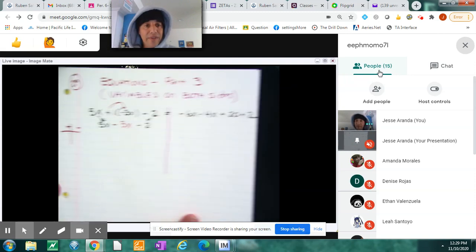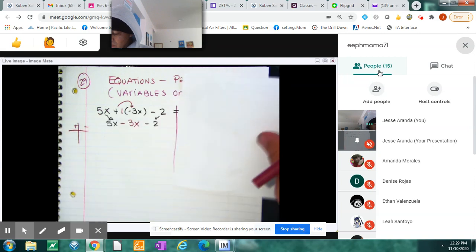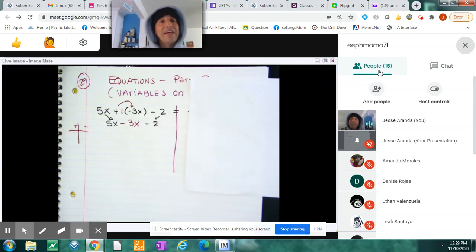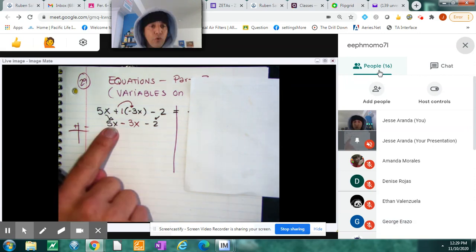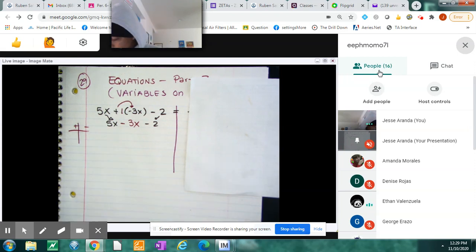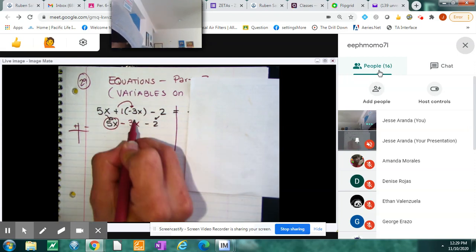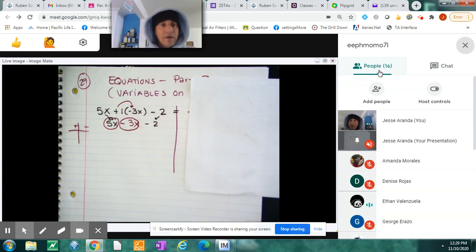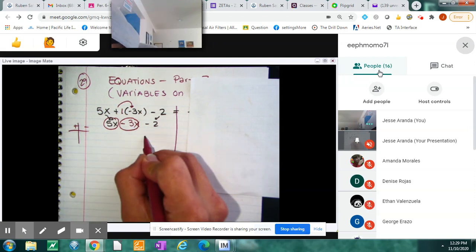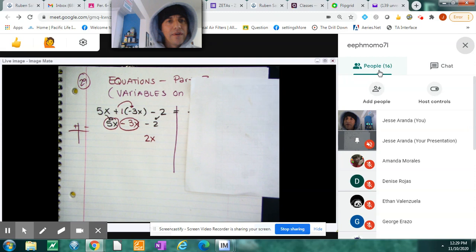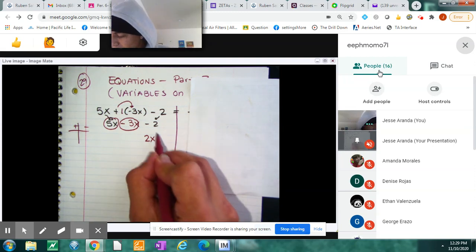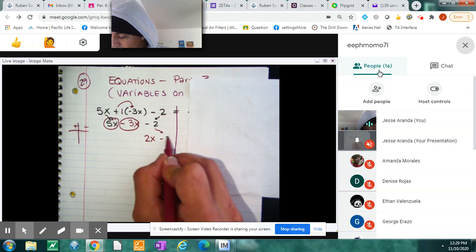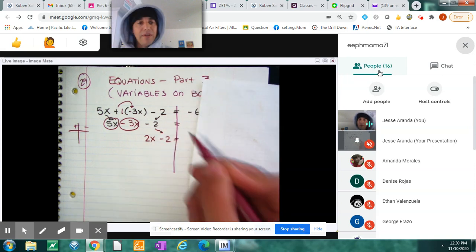So I'm going to cover this side. If I ask Ethan, what am I going to combine on the left side? I got 5x minus 3x, which gives you what? 2x. Very good. That was very slow, but good. 2x. And then what do we do with the minus 2? Bring it down. And then we put the equal sign.